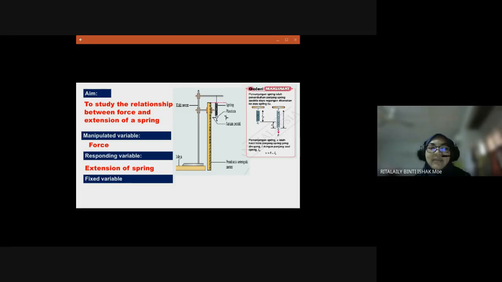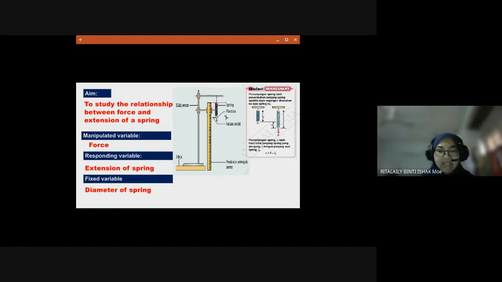Okay, thinner spring is easier to extend. So the diameter of the spring is used as a fixed variable. Position of spring is not acceptable because position is too general. Position mana? Atas, bawah, kiri, kanan. So for fixed variable, we can use diameter of spring, and also we can use initial length of spring.